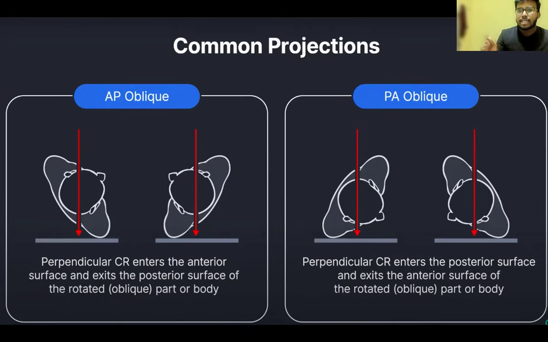If it is an RAO projection, then we have to understand that RAO means the patient's right anterior, right front side is in contact with the image receptor and the patient is rotated. If the rotated patient's anterior right side is in contact with the image receptor, then it is called right anterior oblique.